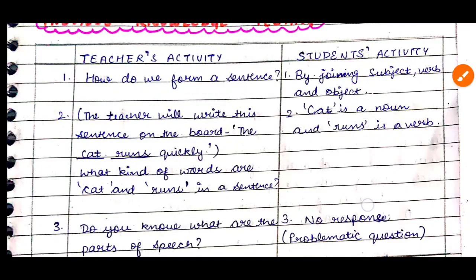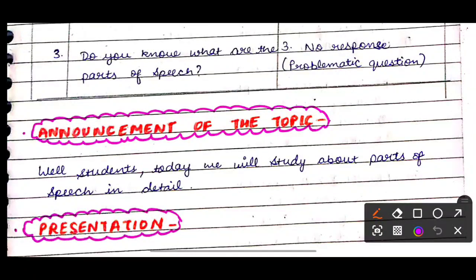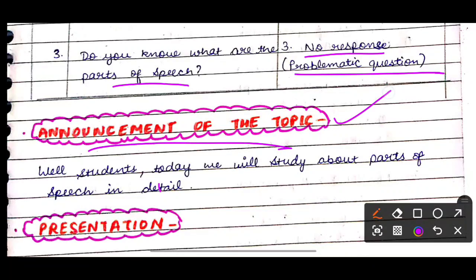Our next question would be, do you know what the parts of speech are? There would be no response because they haven't studied this topic yet. So that would be a problematic question for them. Now we are going to announce our topic. That is why our next heading is announcement of the topic. We'll say, well students, today we will study the parts of speech in detail.